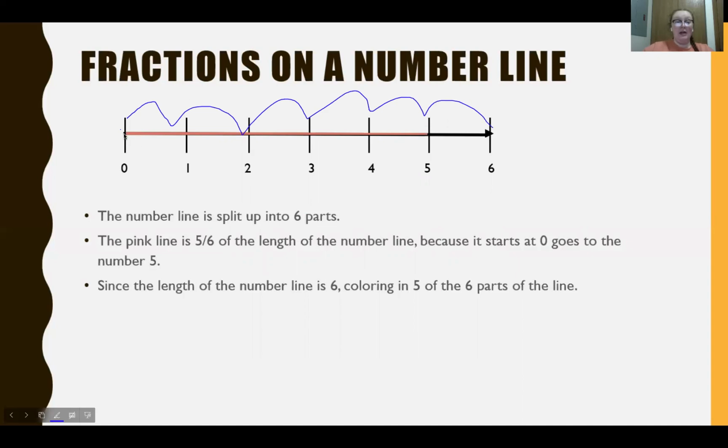And this pink line starts at 0 and goes across 5 of those parts. So the pink line is 5/6 of the length of the number line because it starts at 0 and goes to 5. And the number line is 6 sections long. So when I ask what fraction of the number line is taken up or is pink, you can answer that by counting how many sections it goes across. So it'd be 5/6. Our answer being right here, 5/6.